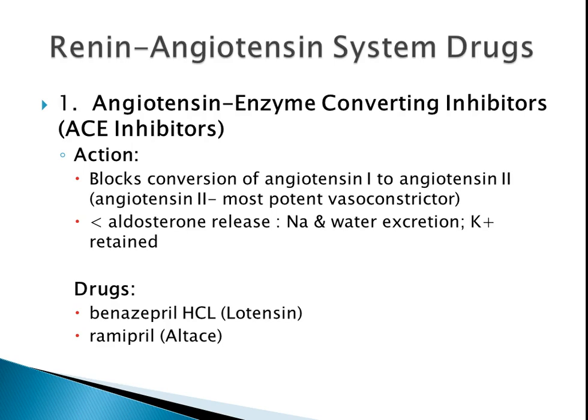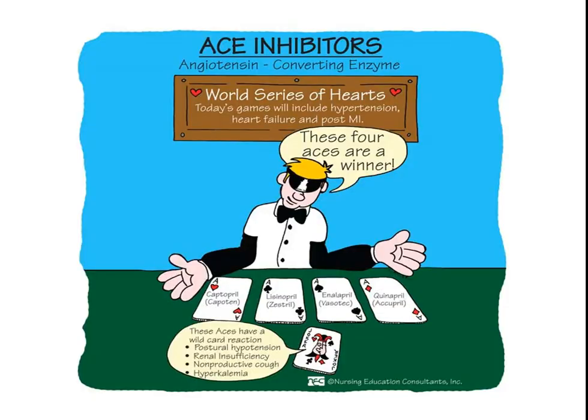Now you can recognize ACE inhibitors because ACE inhibitors end in pril. Okay, so here you have benazepril, ramipril. Okay, so your pril drugs are your ACE inhibitors. So here you see we have captopril, lisinopril, enalapril, quinapril. We've got quite a few of those in that category of ACE inhibitors.